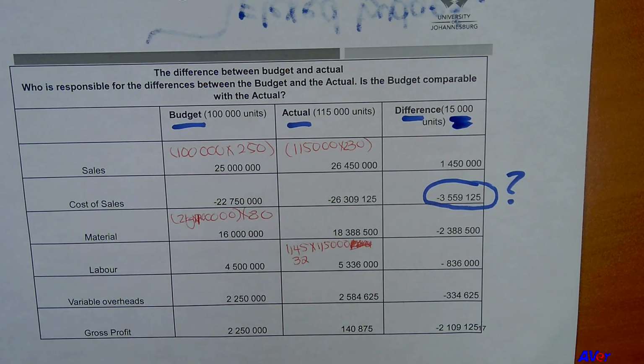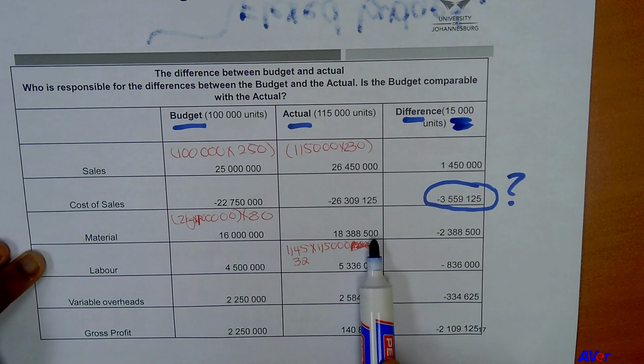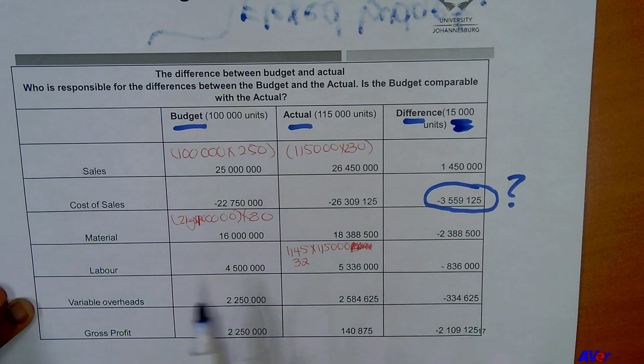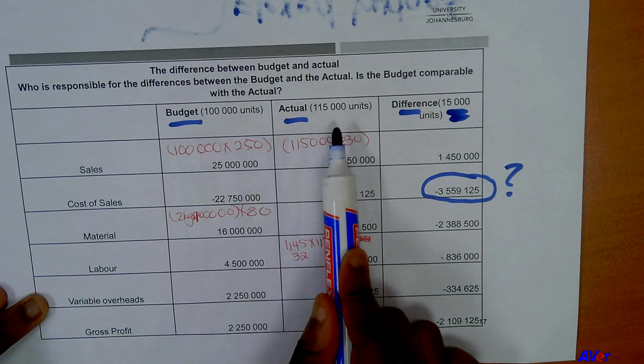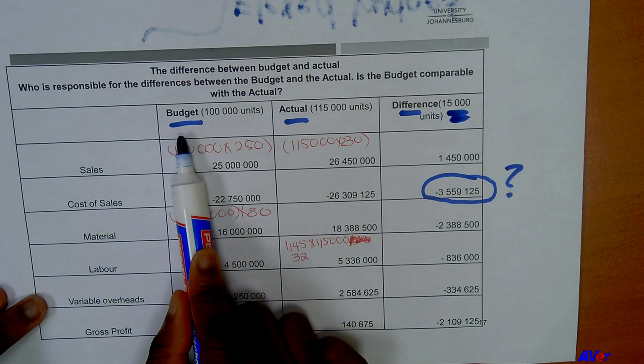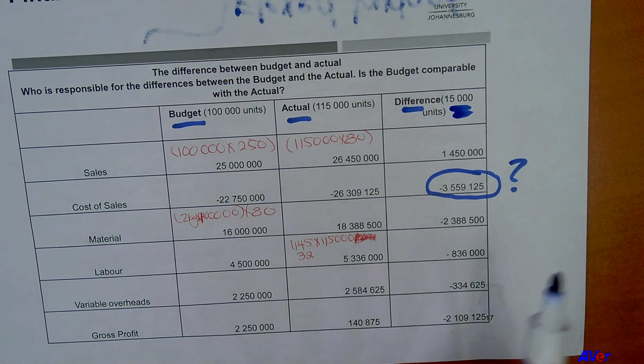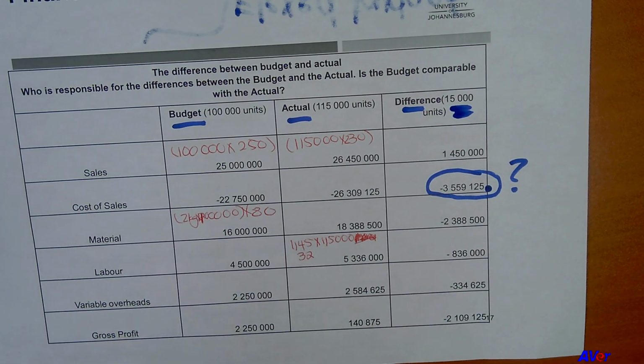It is yes. You cannot ignore the extra 15,000 that I've produced, because that extra 15,000 has made my material cost go up, because I've used 115,000 and not 100,000. It has made my labor cost go up because I've used 115,000 instead of 100,000. So that 15,000 difference has had an impact on me overspending by 3.5 million. So that's the first thing. We definitely have to take into account the fact that I've produced more than I budgeted to produce.